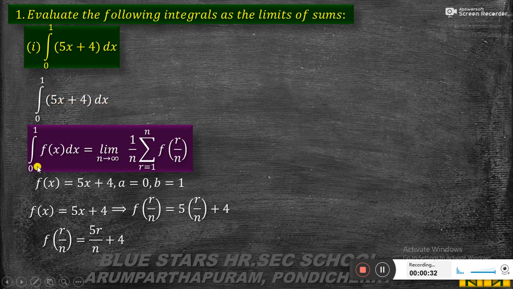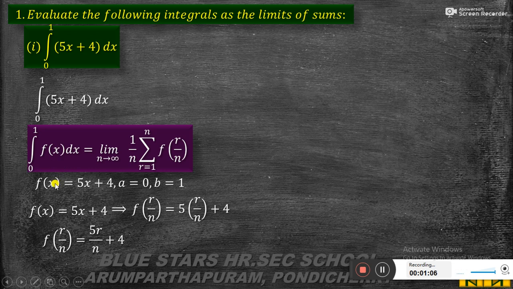The formula for the integral 0 to 1 of f of x dx is this. I write it because the question says to evaluate the following integrals. You see the limit is 0 to 1. So we know the formula: integral 0 to 1 f of x dx equals limit n tends to infinity 1 by n summation r equal to 1 to n f of r by n. So this is the integral formula for 0 to 1.